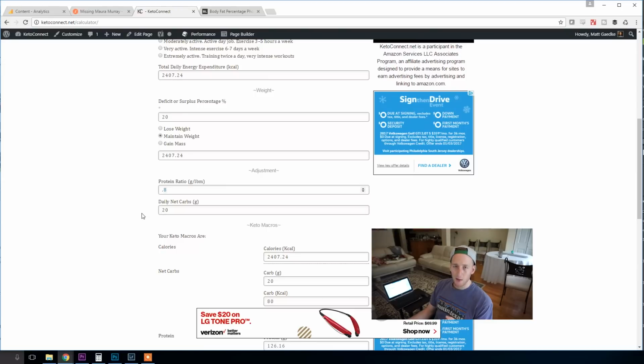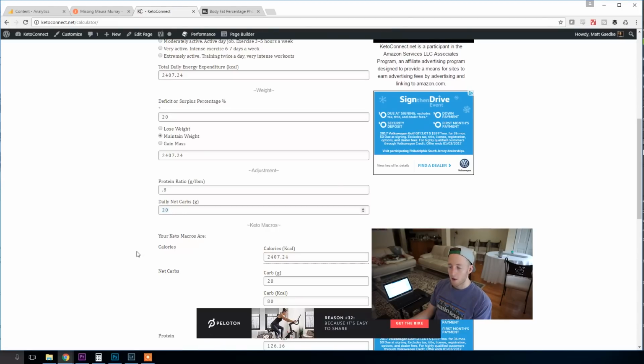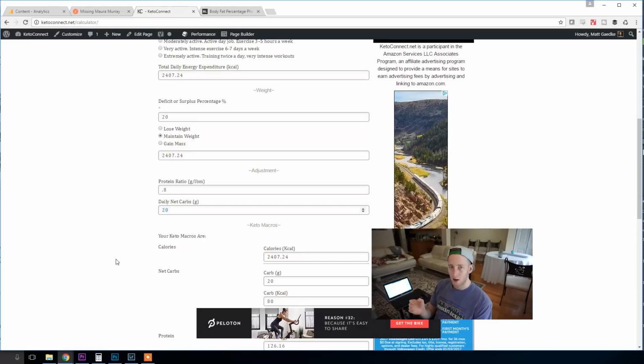The lowest I'd recommend going if you want to maintain muscle while you lose weight is 0.6. Any lower than that and you'll notice some muscle loss when you're losing weight. So I think 0.8 is pretty healthy though. And then daily net carbs. 20 is the default. I'd recommend 20 for starting out. I usually nowadays will probably be closer to 30 a lot of the time just because I've been doing it for a year and your body is more tolerant to a little bit more carbs, I've noticed over time. But go with 20 to start.